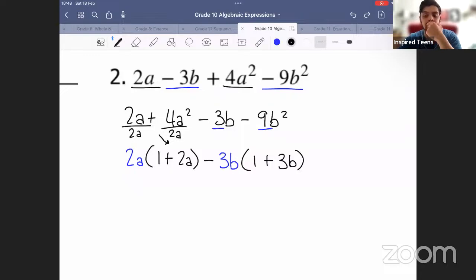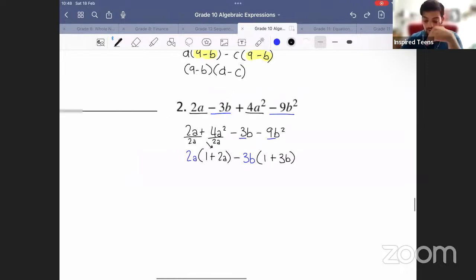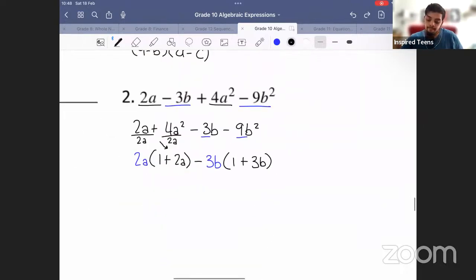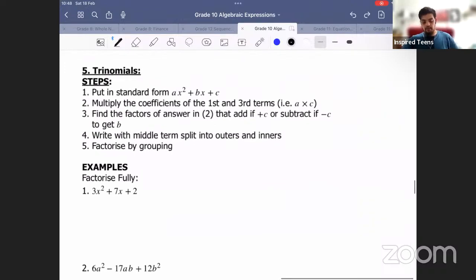How long should we take to answer this question? Depending, like that person said, 1 to 2 minutes, 1 minute probably. If you're really struggling, 2 minutes. Let's talk about trinomials. Okay, just keep in mind.